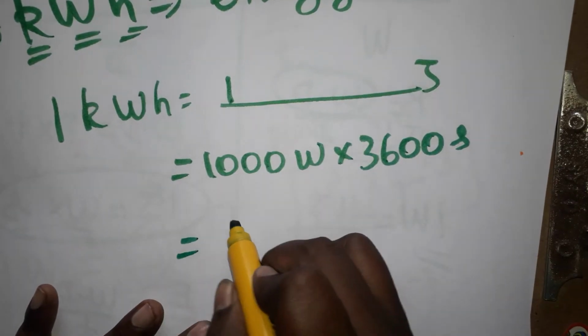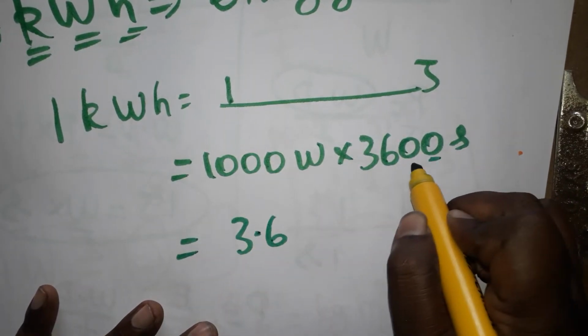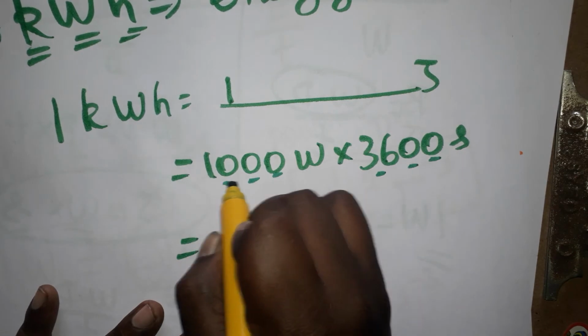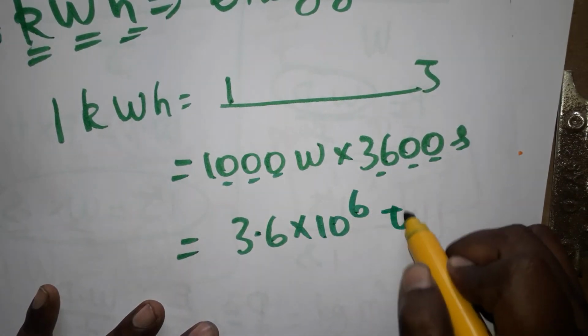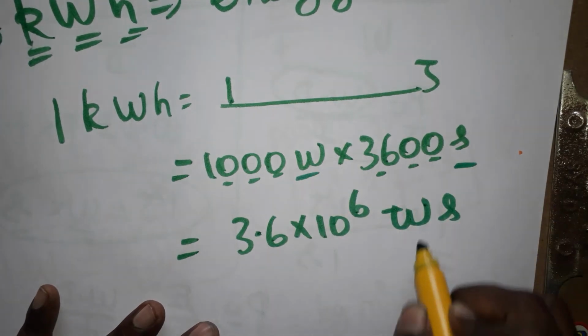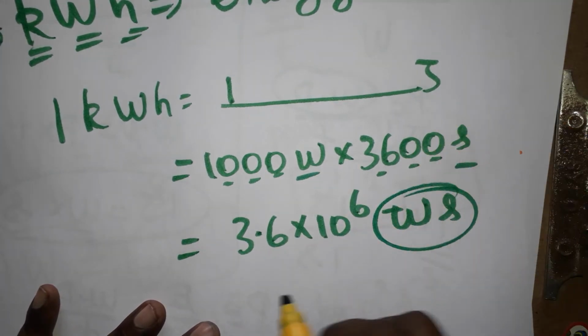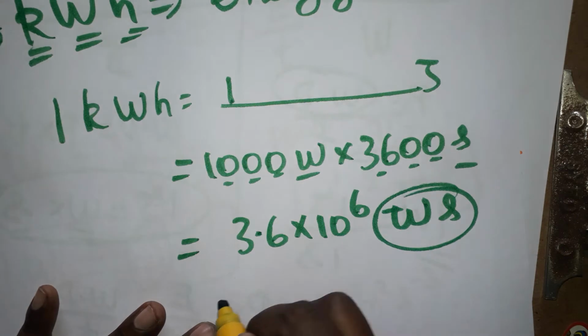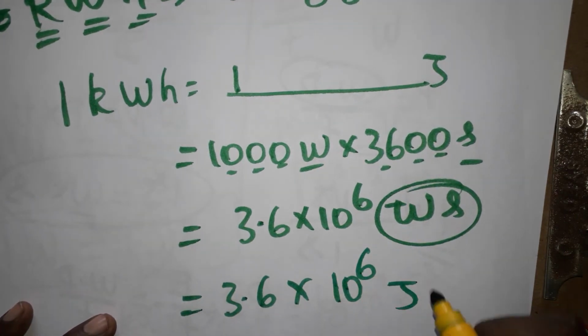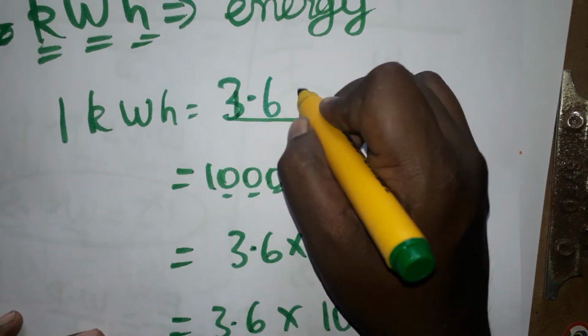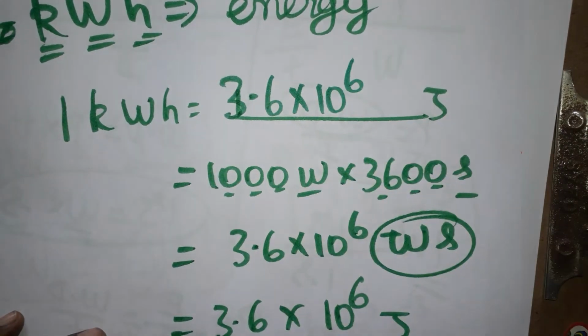So it is 3.6 into 10 power 6 watt into second. Watt into second, already I told you, is called joules. So 1 kWh is going to be 3.6 into 10 power 6 joules.